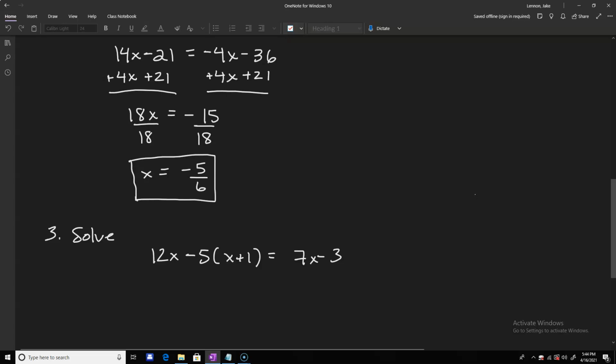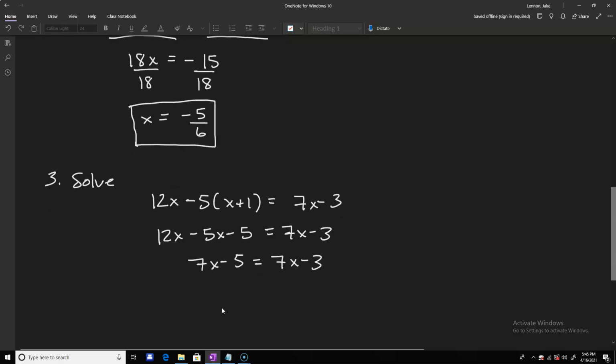So what we have here is, again, we need to expand. So we have 12x, multiply through the negative 5, so we have minus 5x minus 5, and that'll equal 7x minus 3. So then your 12x minus 5x simplifies to 7x minus 5. So you have 7x minus 5 on the left, but 7x minus 3 on the right. Well, that could never be the same number, right? You could go ahead and subtract 7x, and you'd end up with something that doesn't make any sense. Minus 5 equals minus 3.